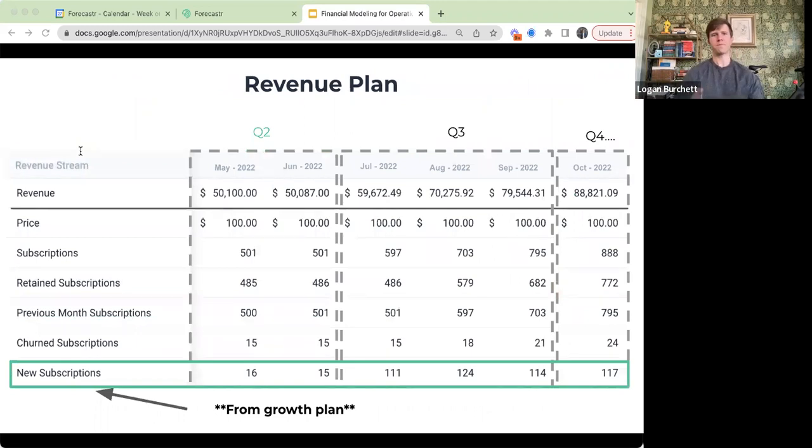Cool, all right. So that's the growth section of it. Now I want to take a look at the revenue plan, right? So we've forecasted how we're getting new customers. Now we've got to translate those new customers into dollars.